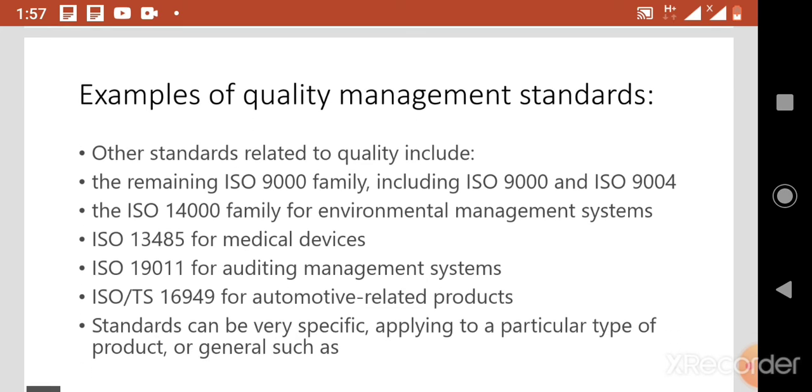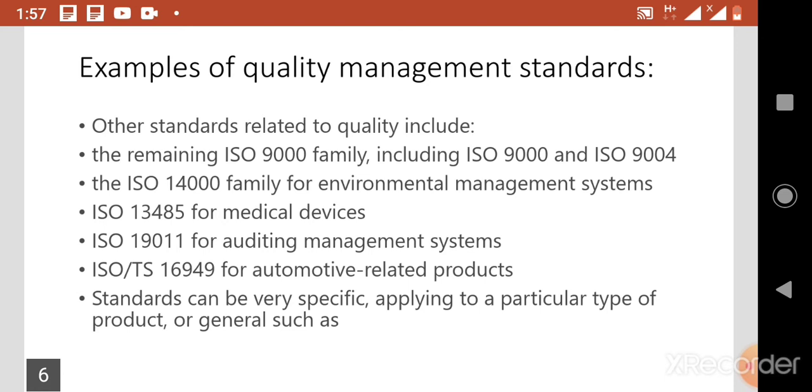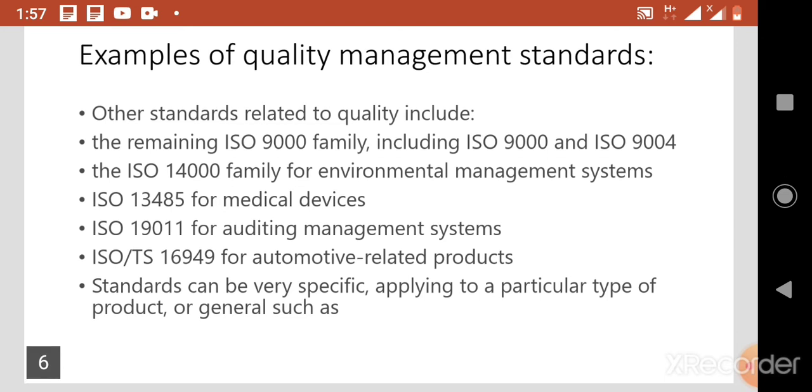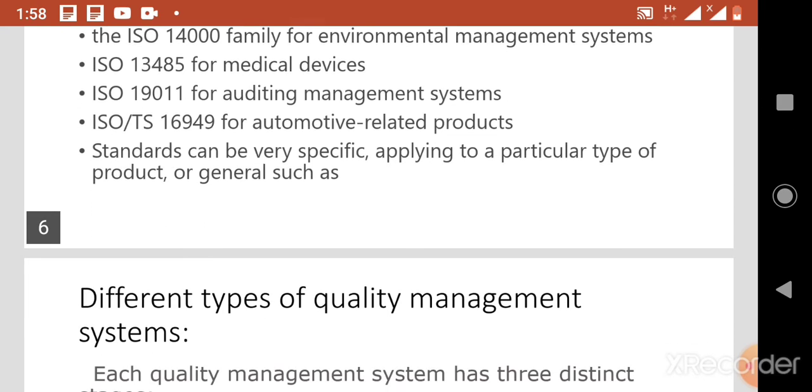First, going to the examples of quality management systems. These are the standards of a quality management system. Here is a standard called ISO. ISO stands for International Standards, the most widely accepted set of quality standards in the world. Some of the examples are the ISO 9000 family, which includes ISO 9000 and ISO 9004, the ISO 14000 family for environmental management systems, and ISO 13485 for medical devices. For each specific area they have their standards.